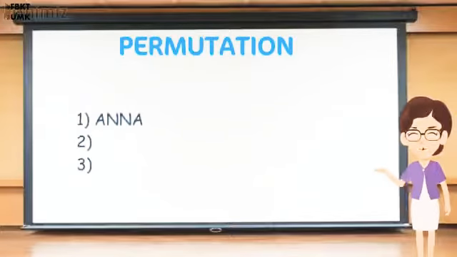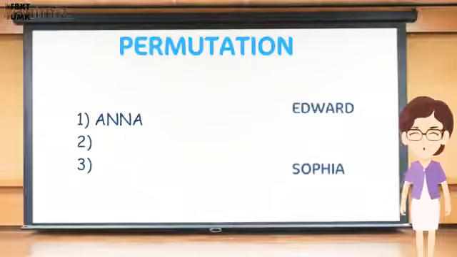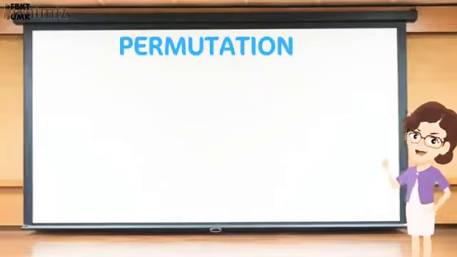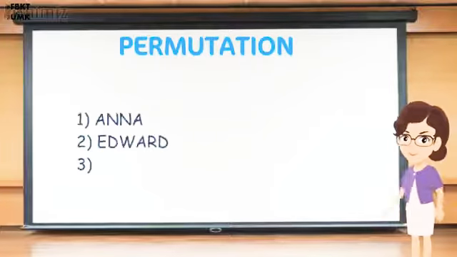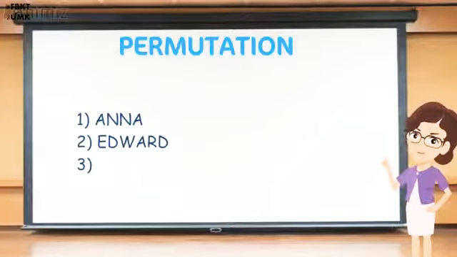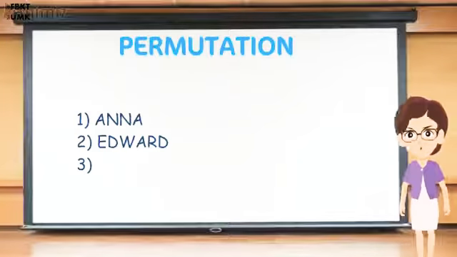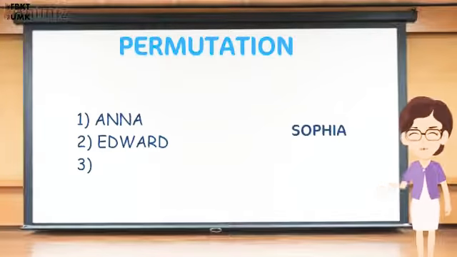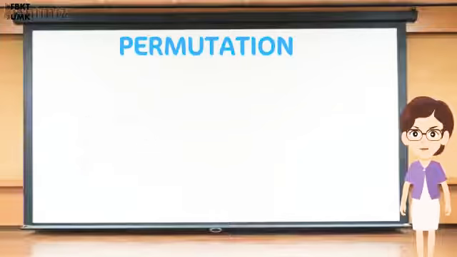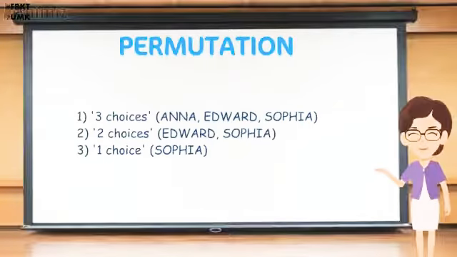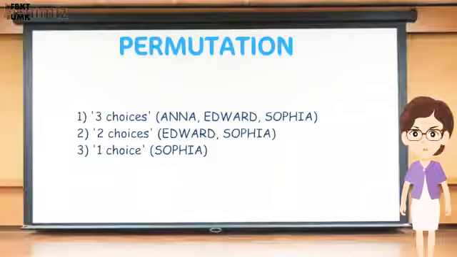Move on to the second slot. Now how many choices do we have? Well, we already put Anna in the first, so we only have 2 students left. So for the second slot we have 2 choices. We put Edward in the second. And then we go for the third one. Now how many choices do we have? Well, we only have 1 left, Sophia. So, in the first slot in an order we have 3 choices, in the second slot we have 2 choices, and in the third slot 1 choice.